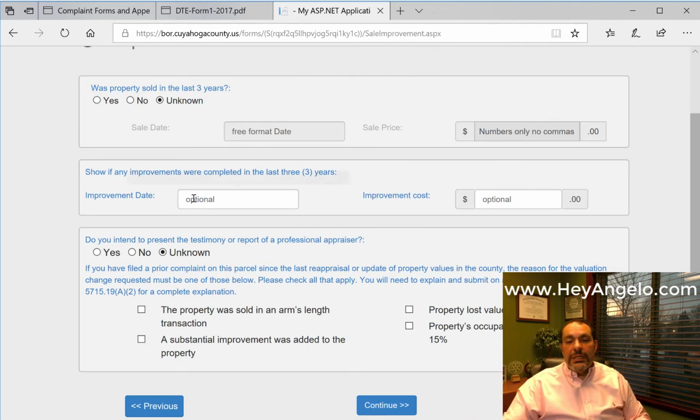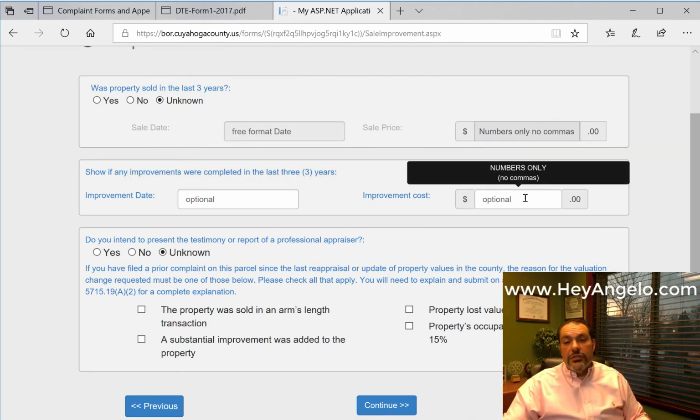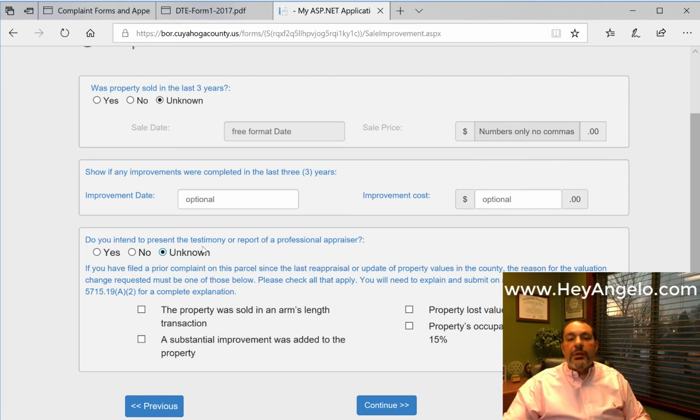If you put any improvements, again, usually you can show the permits that you pulled, the values that you paid, if you're trying to show a higher value. Do you intend to present testimony of a professional appraiser? Unknown, you can always do it at the last time. And check any of these boxes.